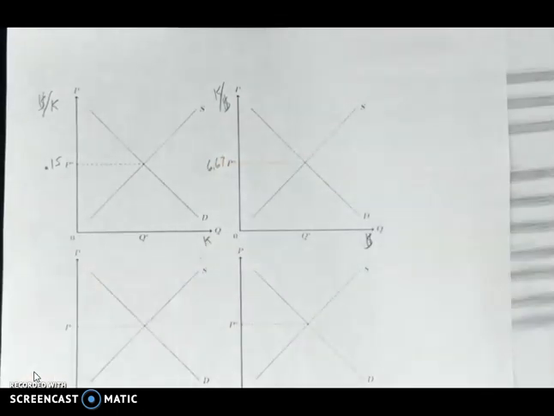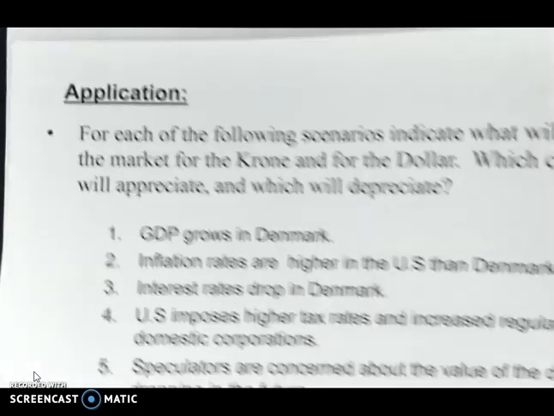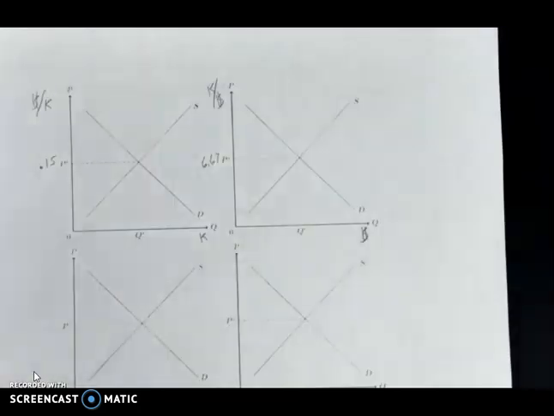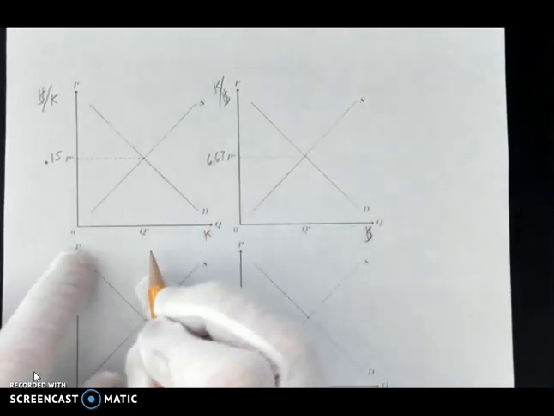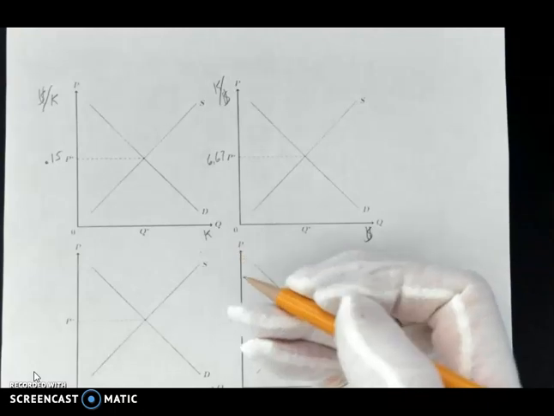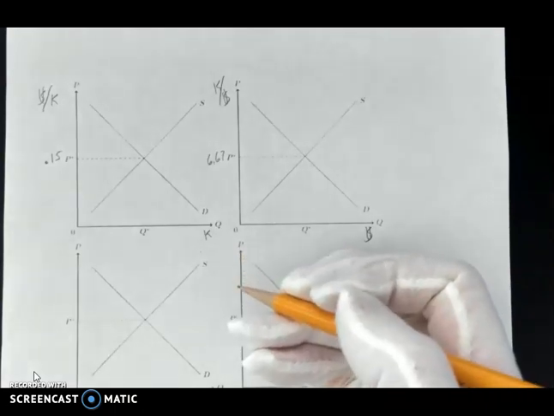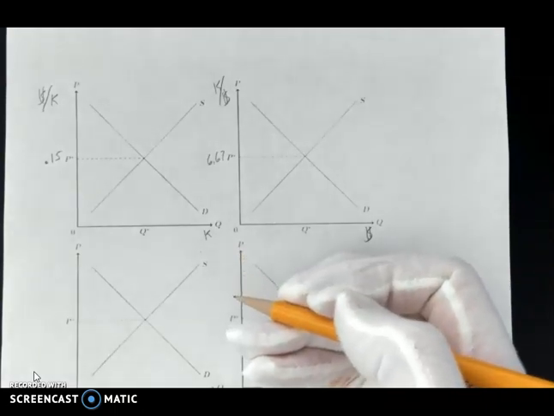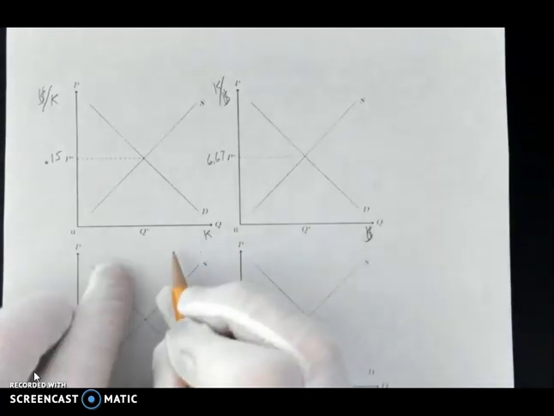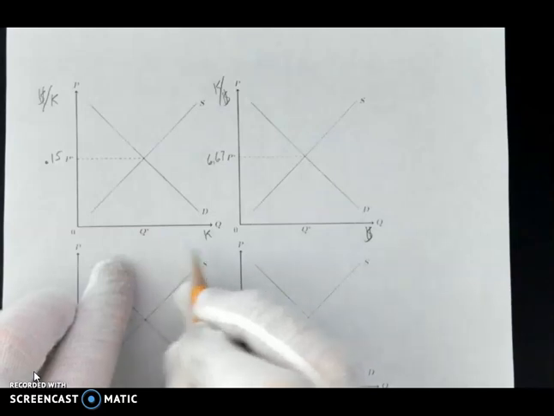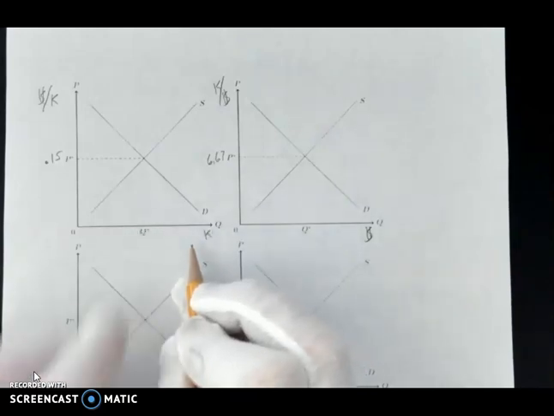Now, in our example here, we have GDP grows in Denmark. So what's going to happen if GDP grows in Denmark? You can start anywhere, but as we go through these, I would recommend that you get a pattern going. So let's go ahead and start with Denmark. Let's start with the market for krone.